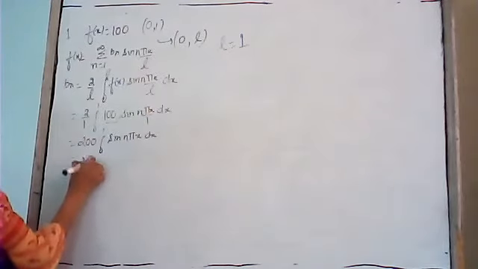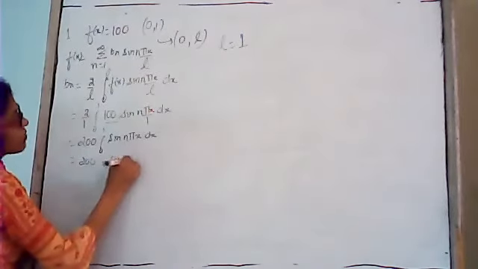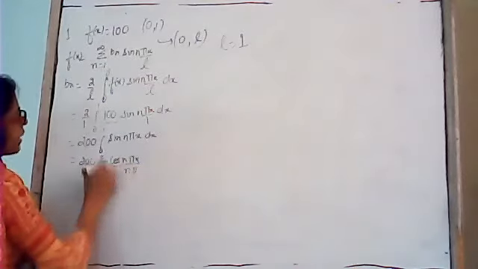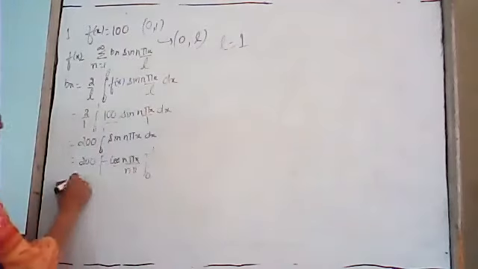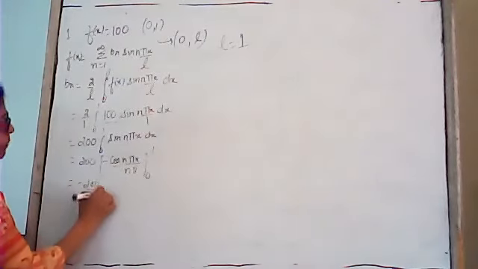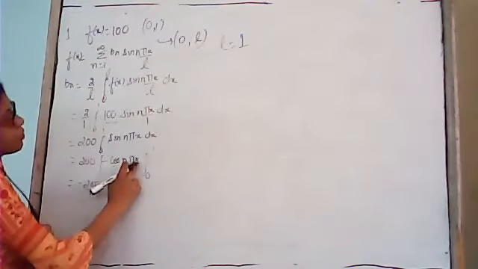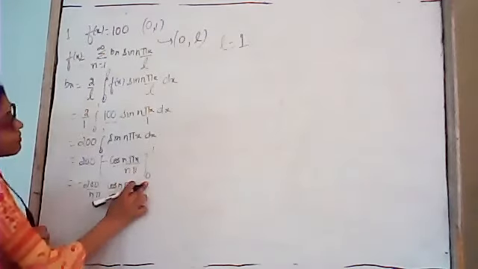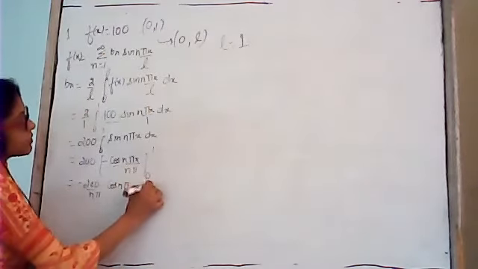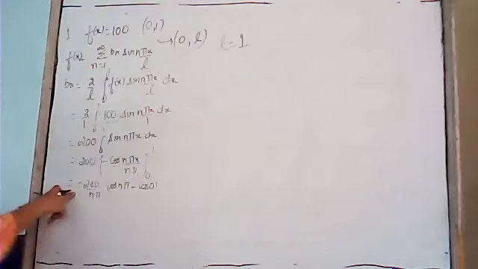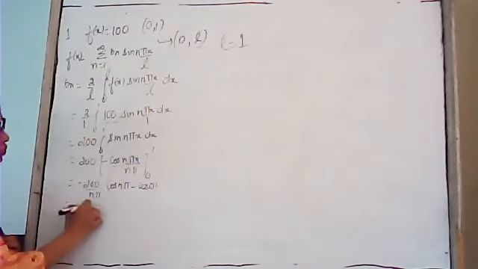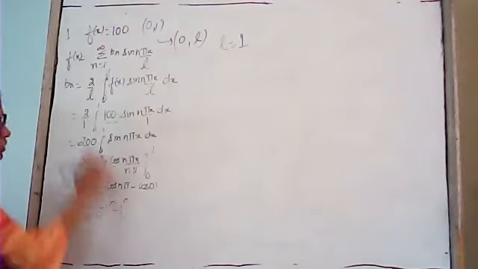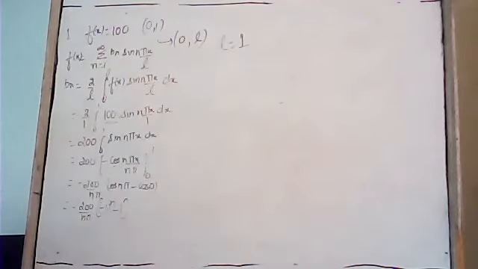This is equal to 200. Integration of sine is minus cos of n pi x upon n pi. Okay? And the limits are from 0 to 1. This is minus 200 upon n pi. First of all, we will substitute 1 in the place of x. It will be cos n pi. After that, substitute 0. It will be cos 0. I have taken this negative sign already outside the bracket. So this is equal to minus 200 upon n pi. Cos n pi is minus 1 to the power n and cos 0 is 1. So this is the value of bn.